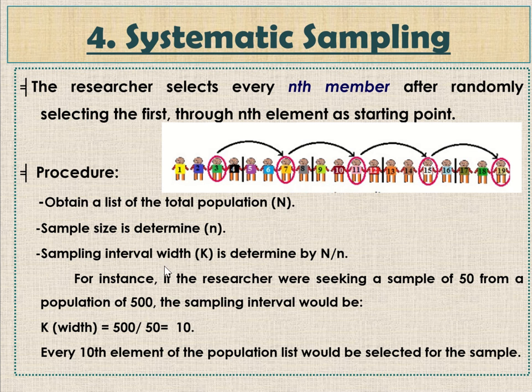So this is how we compute again for the sampling interval width or K, population divided by the desired sample size. For instance, if the researcher were seeking a sample of 50 from a population of 500, the sampling interval width is equal to 500 divided by 50. Kasi population again divided by the sample size. So 500 divided by 50 will give you 10. So ibig sabihin, the sampling interval width is 10. So every 10th element of the population list would be selected for the sample.